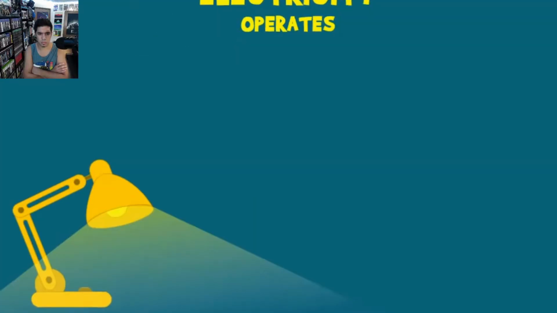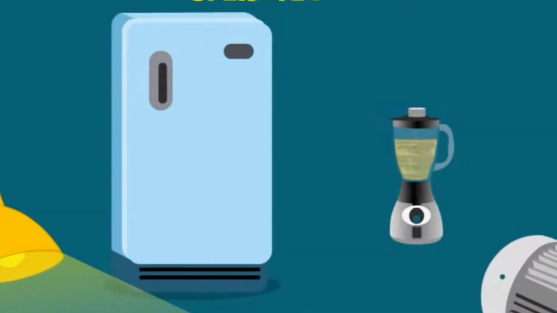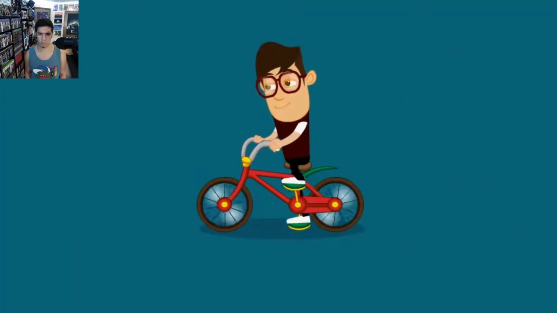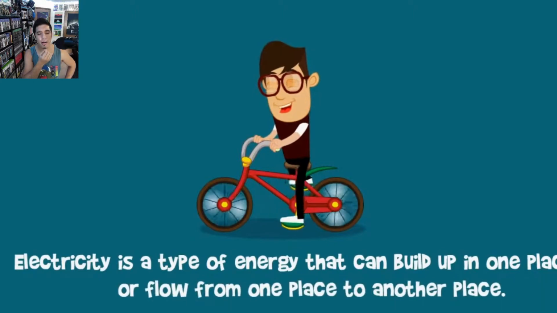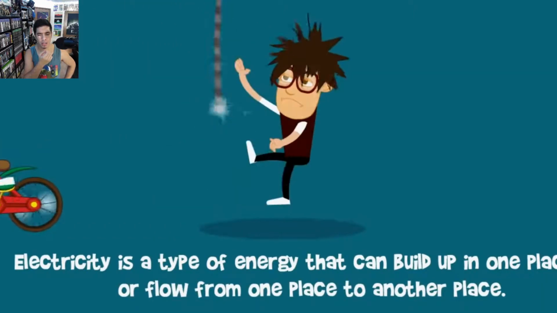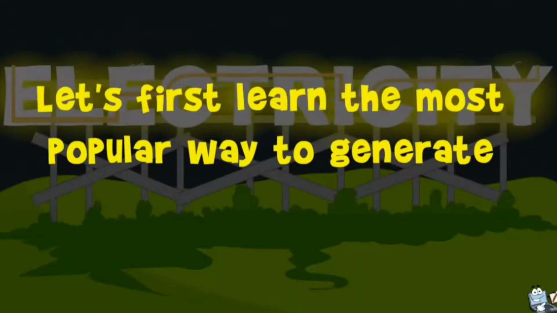Electricity operates our lights, runs our refrigerators, kitchen appliances, and powers motors. So electricity is very much important to all of us. Let's remember the definition of electricity. Hopefully it's simpler than Google's. Electricity is a type of energy that can build up in one place or flow from one place to another place. Let's first learn the most popular way to generate electricity.